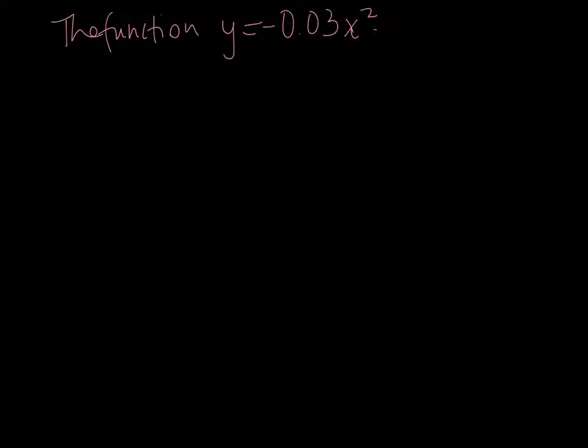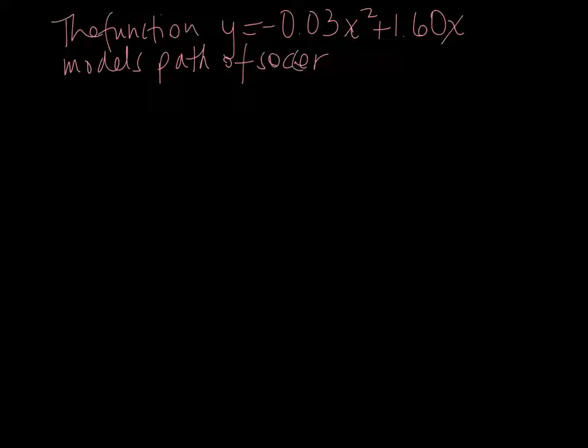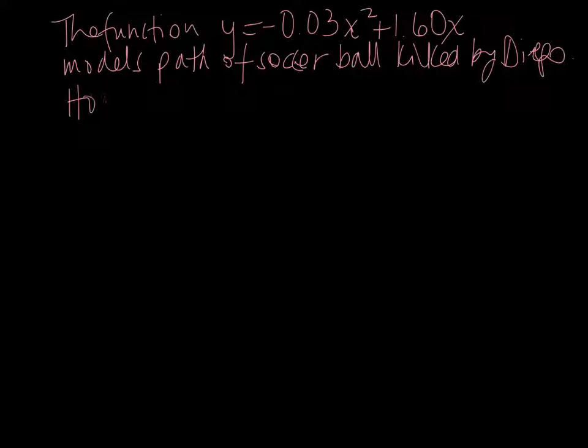so let's say that Diego kicks, this is still B, okay? That the function y equals -0.03x squared plus 1.60x models the path of a soccer ball kicked by Diego. How far did the ball travel?